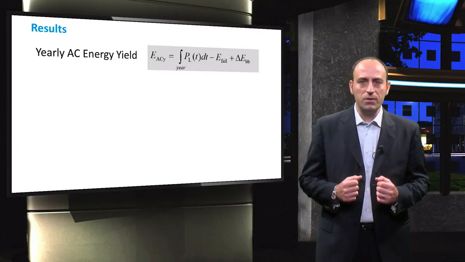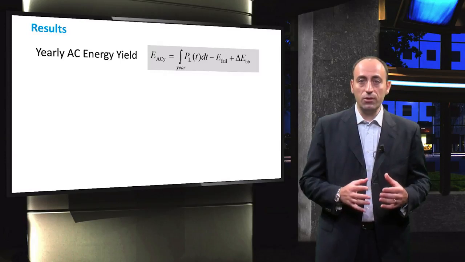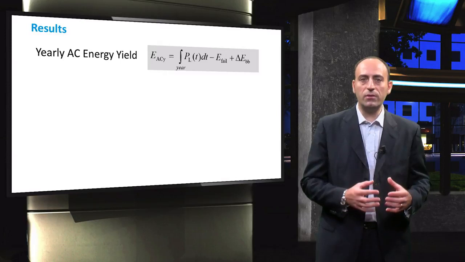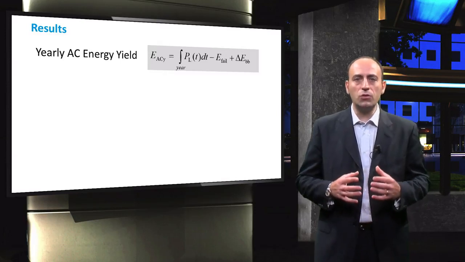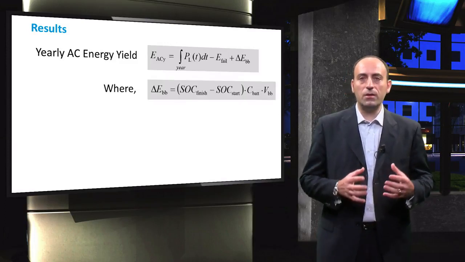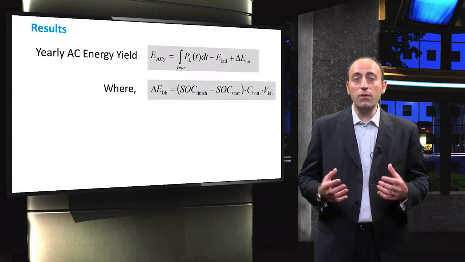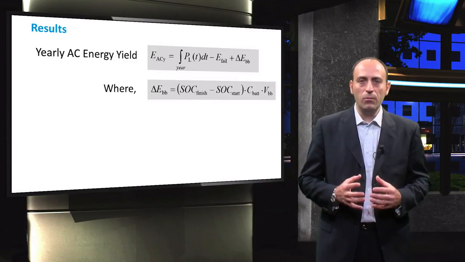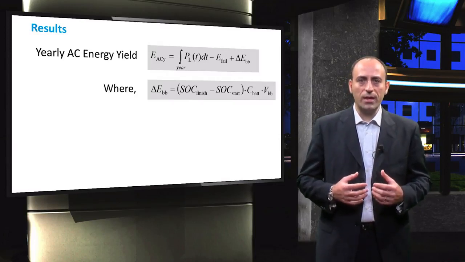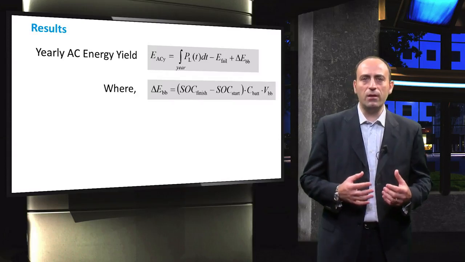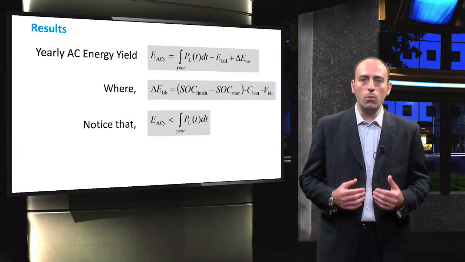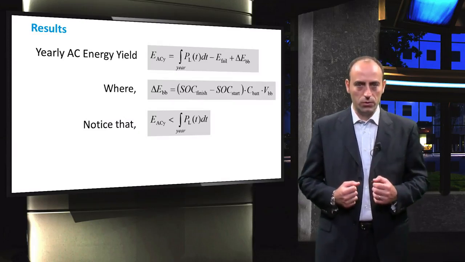Unlike the grid-connected PV system, here the AC energy delivered by the PV system is calculated by subtracting the energy the system failed to deliver to the loads from the sum of total energy demand of the loads and delta EBB, where the parameter delta EBB denotes the difference in energy stored in the battery bank between the beginning and the end of the year. Also, from the above expression, we can see that due to the fact that E fail is a positive value, the AC energy delivered by the PV system is always lower than the total energy demanded by the loads.